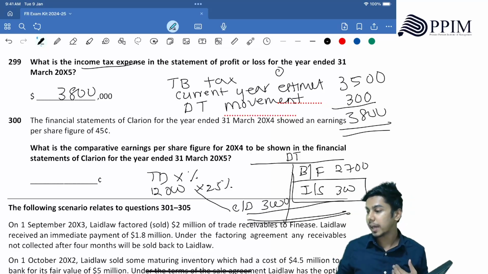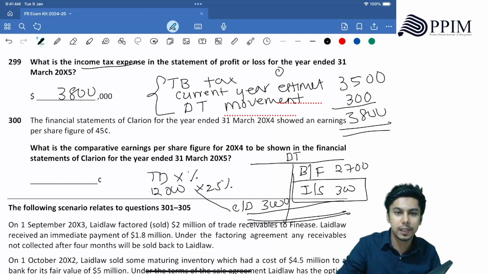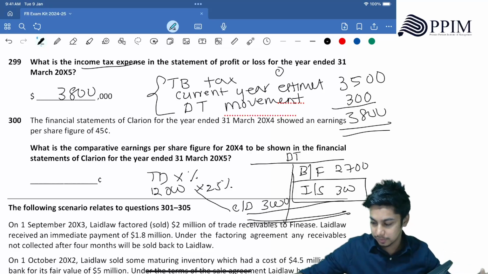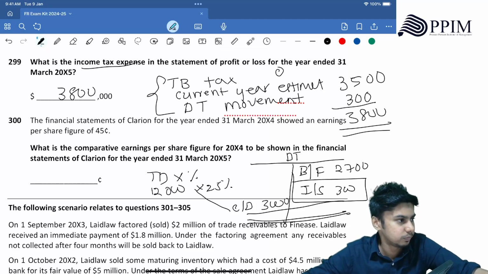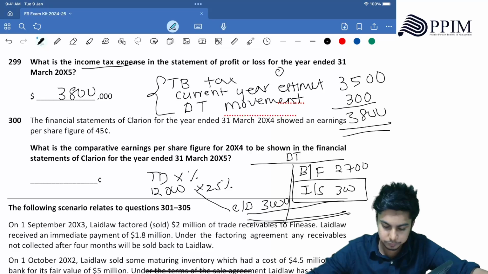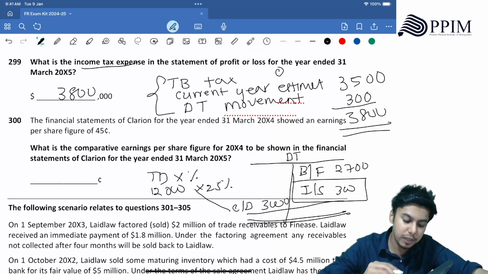So this is how, guys, I always do tax. I write the equation and I do a T account. That's it. I don't do anything more than this. Okay, I always stick to this method. All good, guys? Right.